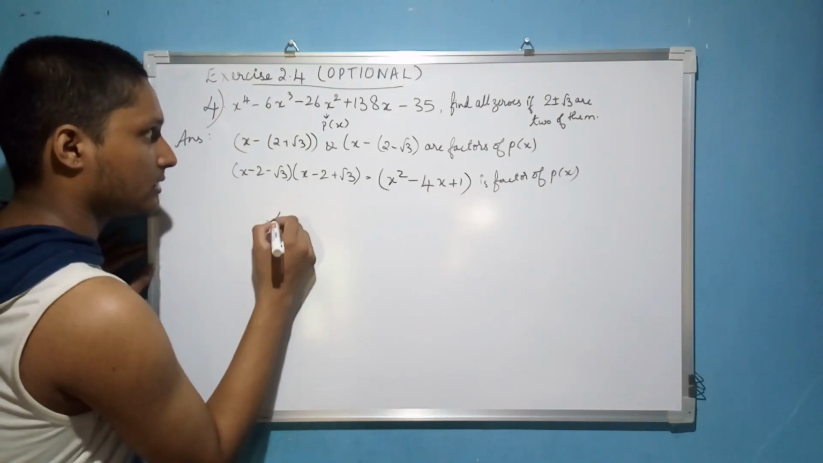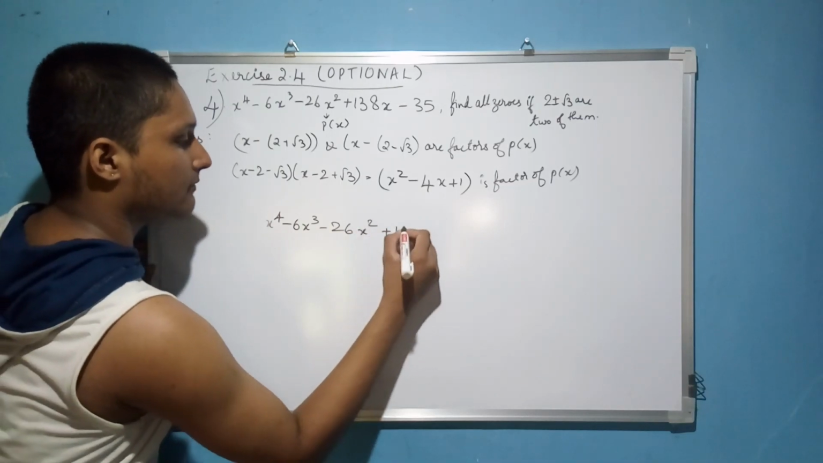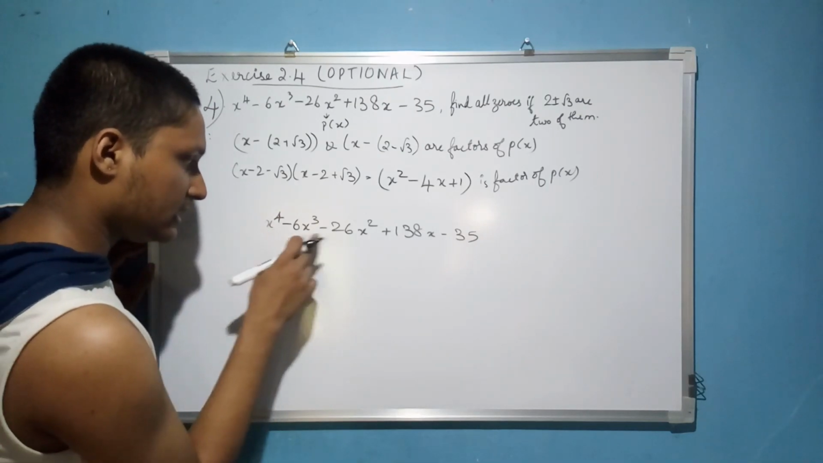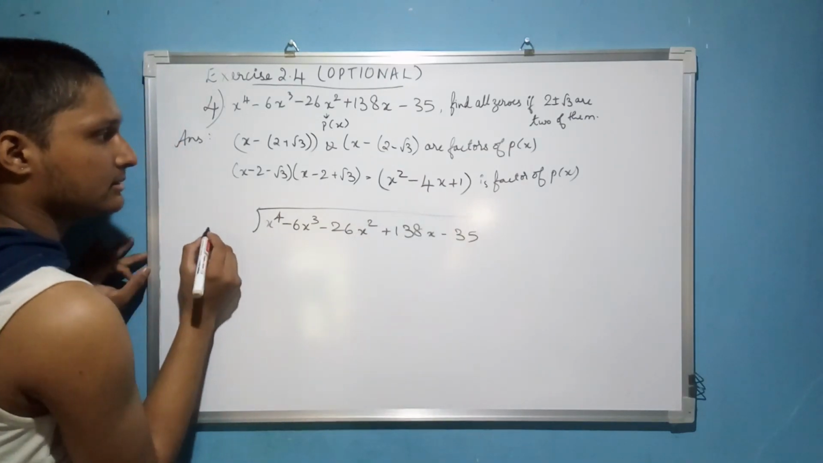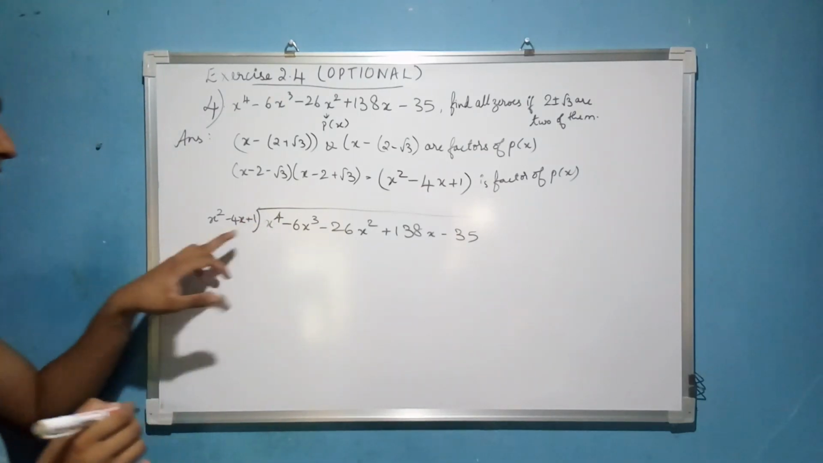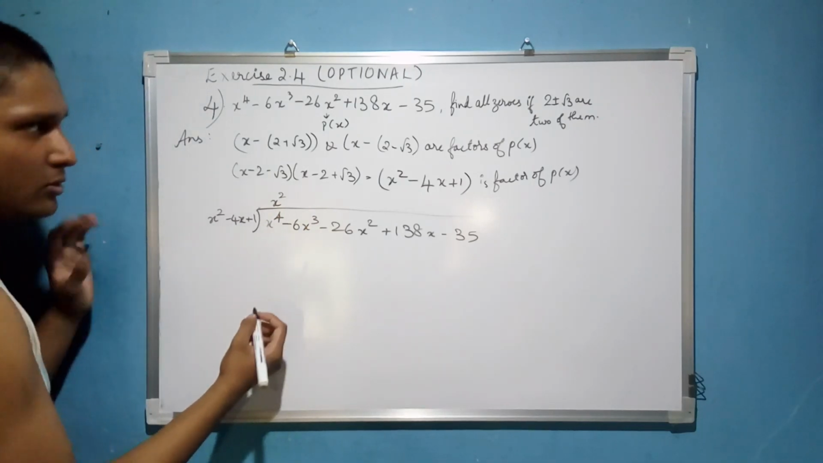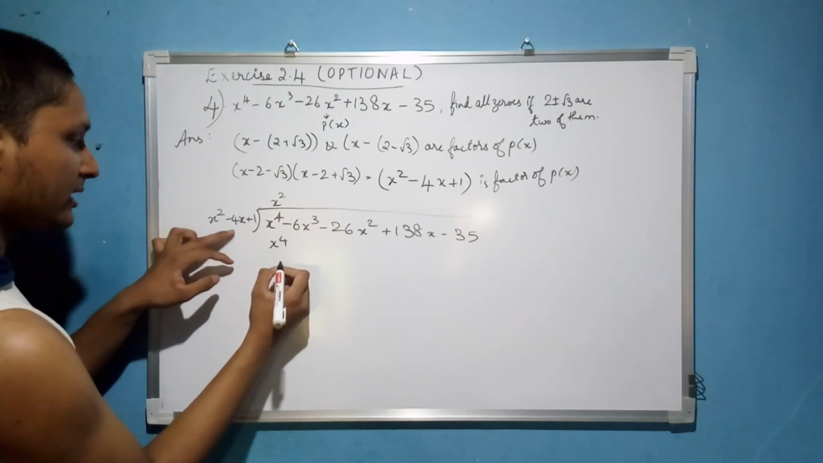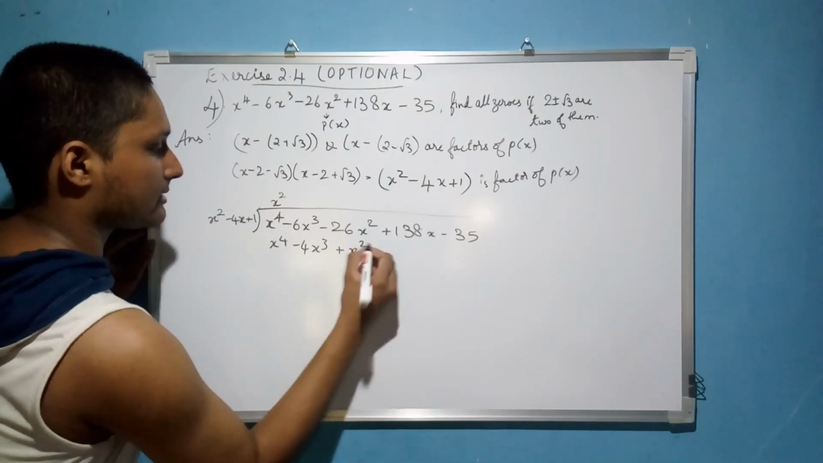This is x raised to 4 minus 6x cube minus 26x square plus 138x minus 35. Are all the terms there? 4, 3, 2, 1, 0. Okay, next is the divisor, that is x square minus 4x plus 1. So the first term will be x raised to 4 divided by x square. I'll do it faster so that you know the method of division already, I think. Now this becomes x raised to 4 minus 4x into x square is minus 4x cube. Then you have plus 1 x square.